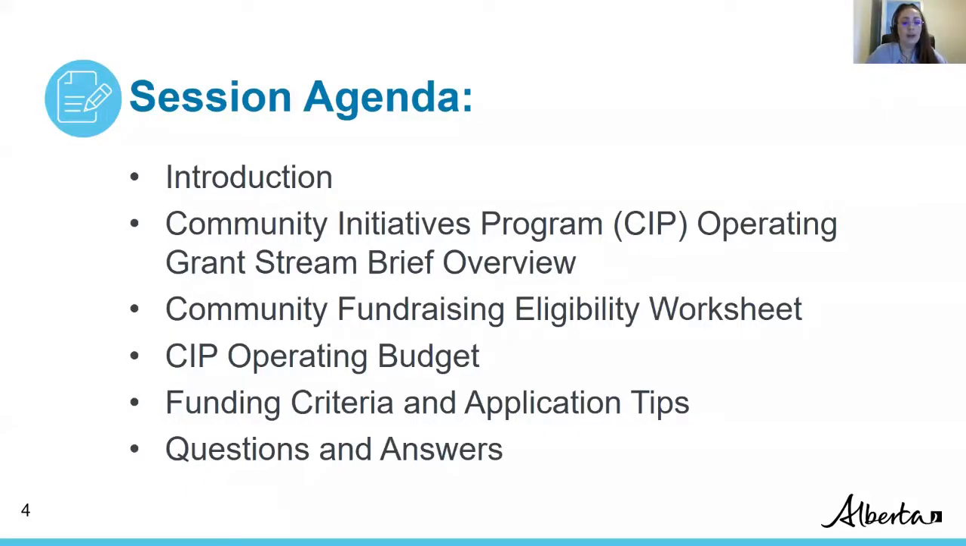The information provided today will provide clarity on the unique matching criteria for CIP operating, developing a CIP operating budget, and other application tips. First, we will have a brief recap of the funding priorities for the CIP operating program. Next, we'll go through how to determine the community fundraising matching eligibility for your organization on the eligibility worksheet. Then we'll do a deeper dive into the CIP operating budget. We will wrap up with some application tips and then move to general questions and answers.